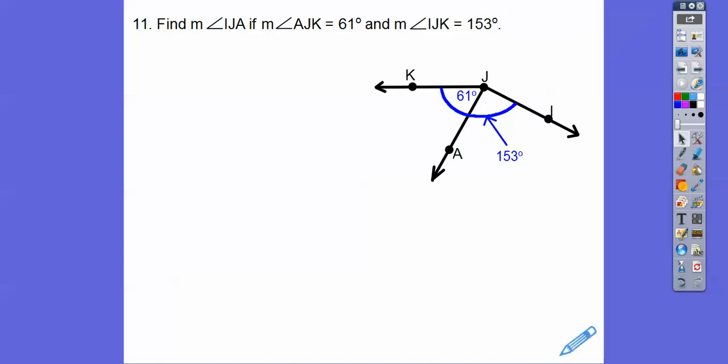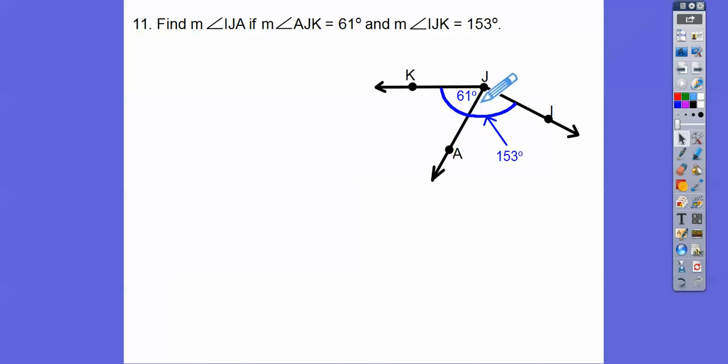Okay, so it says that this angle is 61 and the entire angle is 153. Okay, from the angle addition postulate, I can say this angle plus this angle equals the whole angle right there. Okay, so 61, I'll call this little guy x, which is what we're looking for.